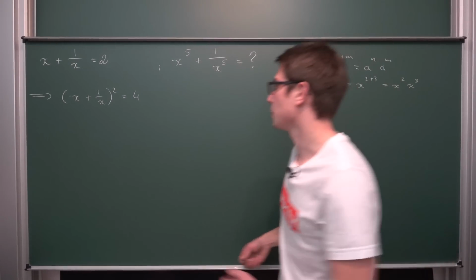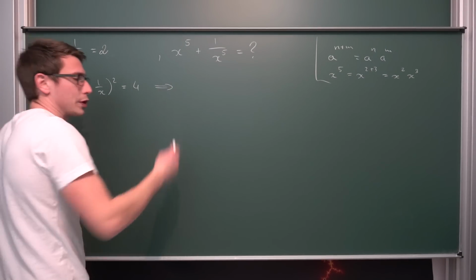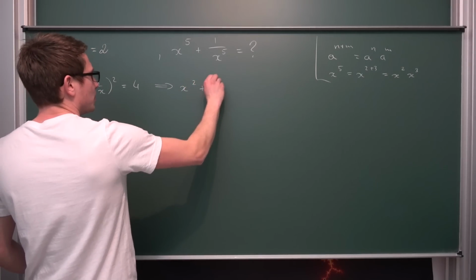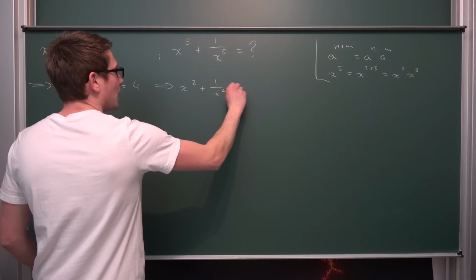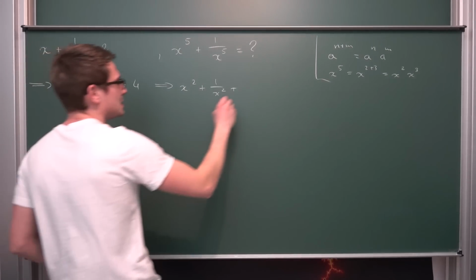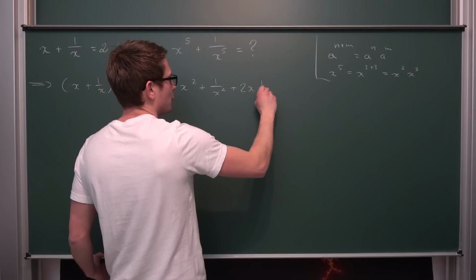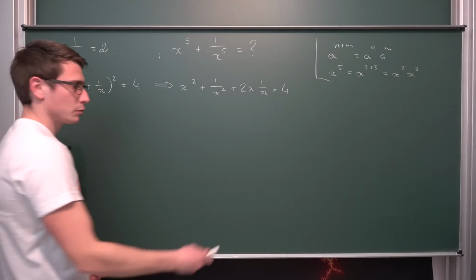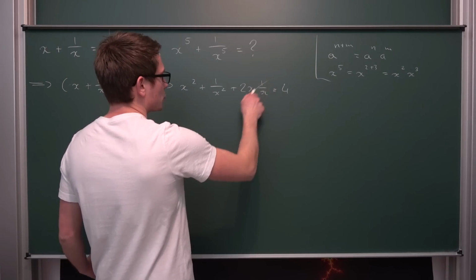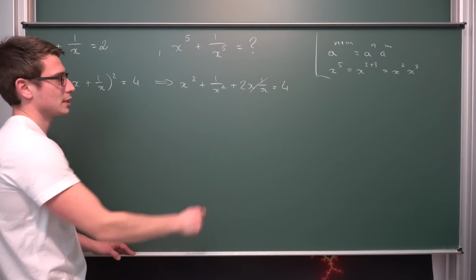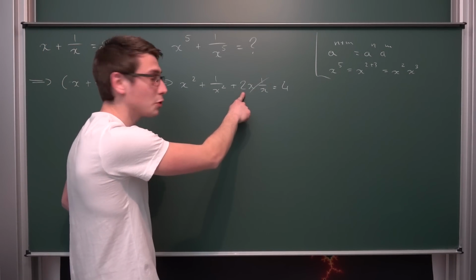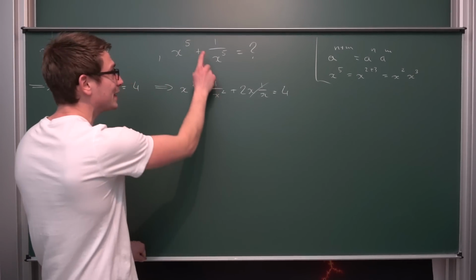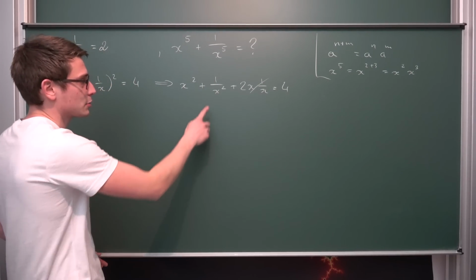Well, this is just the binomial theorem giving us overall, and this is where the magic is going to happen basically. So this is going to give us x squared plus 1 over x squared plus 2 times the product of these two. So 2 times x times 1 over x. And all of this is still equal to 4. Now, cool thing is, x times 1 over x, well, this is going to cancel out, just giving us 2 here. I mean, this right here is a constant, giving us something of the form x squared plus 1 over x squared. We're getting closer to x to the 5th power plus 1 over x to the 5th power.